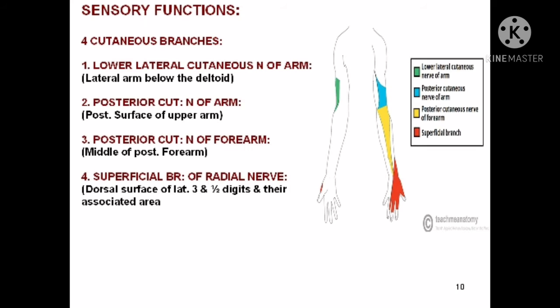The third, the posterior cutaneous nerve of the forearm, supplies the middle of the posterior forearm, shown by the yellow color in the forearm. Number 4, the superficial branch of the radial nerve. It supplies the dorsal surface of the lateral 3.5 digits and their associated area, shown by the red color in the hand and the distal forearm.